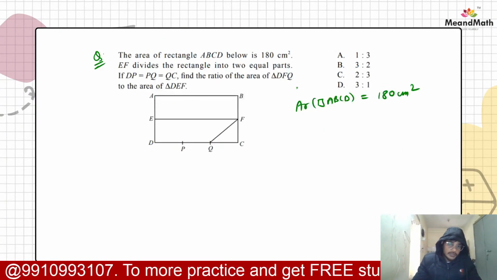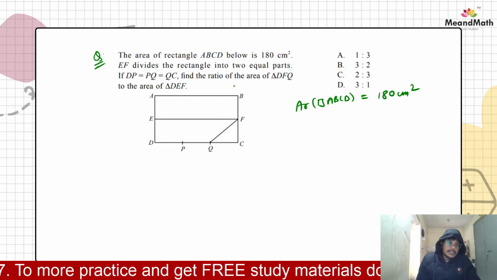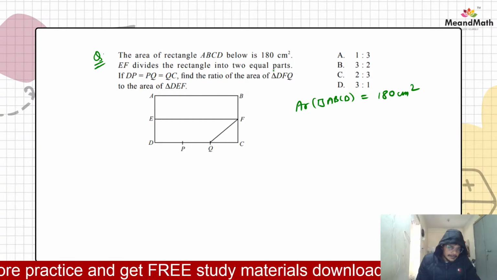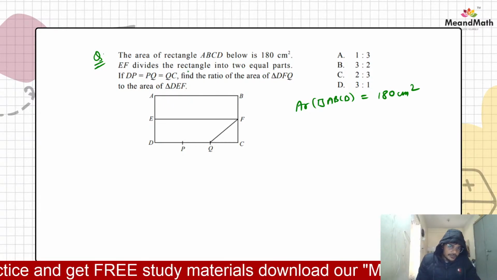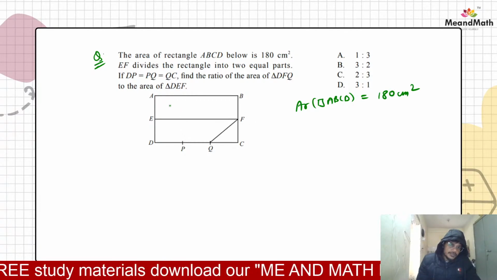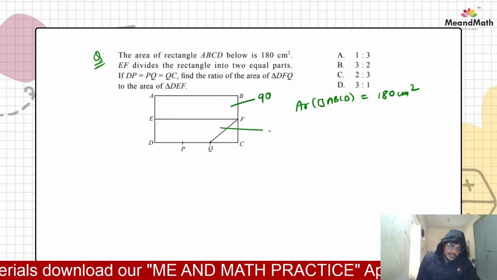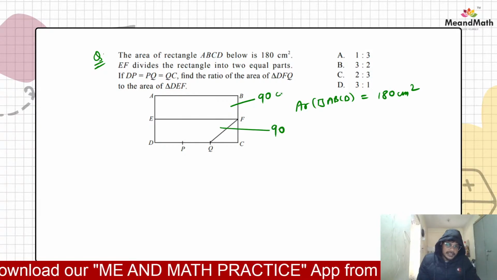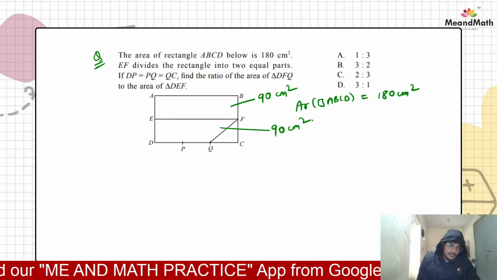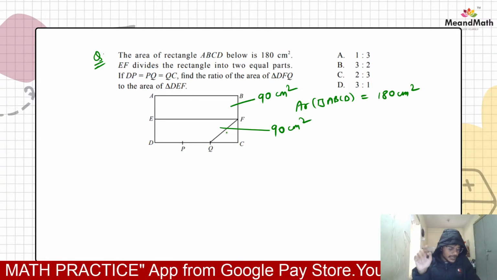So, okay, now moving on to this question. If EF divides the rectangle into two equal parts, that means if the total area was 180, this should be 90 and this rectangle should be 90 centimeters square, right? Any doubt up until now?